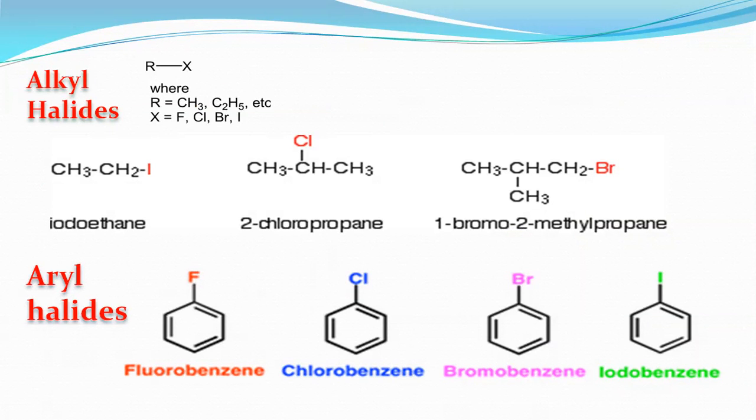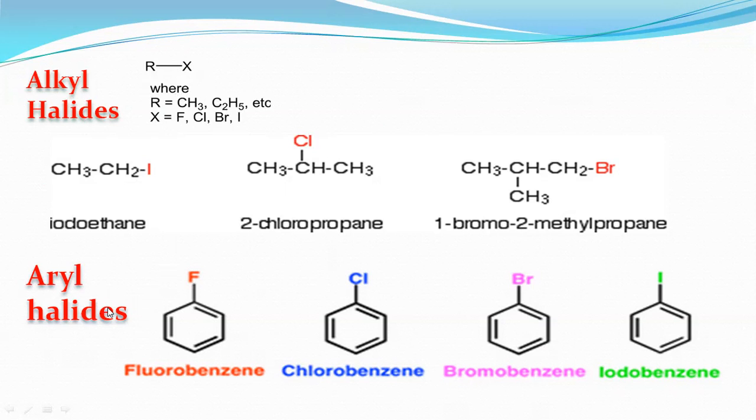These alkyl radicals can be attached to different functional groups, like the alkyl halides, RX, where R is CH3, C2H5, and X is a halogen: fluorine, chlorine, bromine, iodine. In iodoethane, iodine is the functional group. In 2-chloropropane, chlorine is the functional group. In 1-bromo-2-methylpropane, Br is the functional group. These are the structures of alkyl halides with the general formula RX, where X is the functional group.